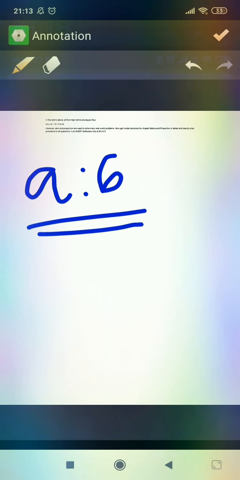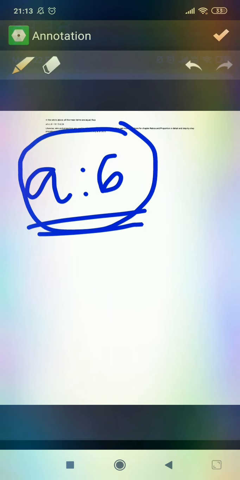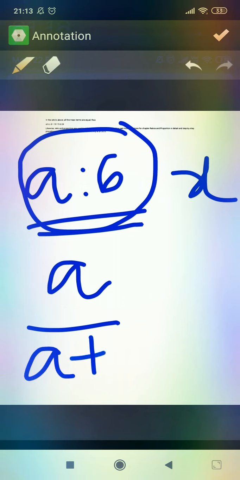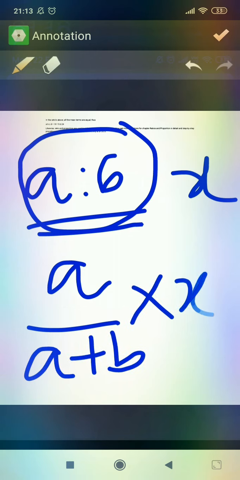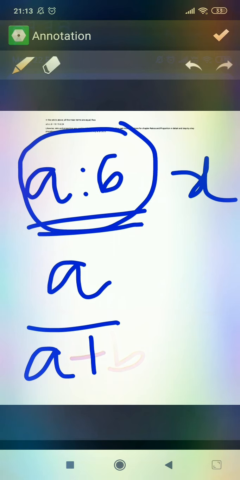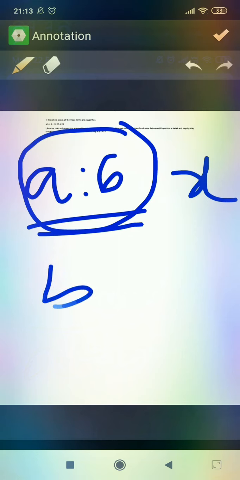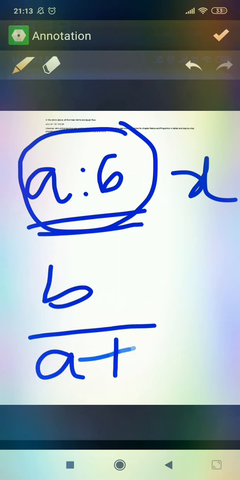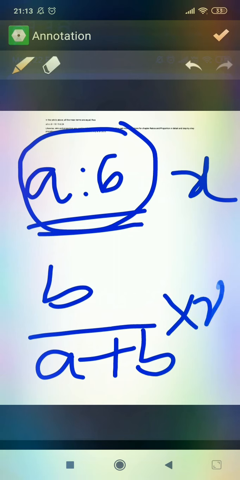Okay. Next, these two ratios can be given as the wages of two workers. Suppose they get X rupees per month. So each one's salary is given by A by (A plus B) into X. This is whose salary? A's salary. If we need B's salary, it is B by (A plus B) into the total, which is X.